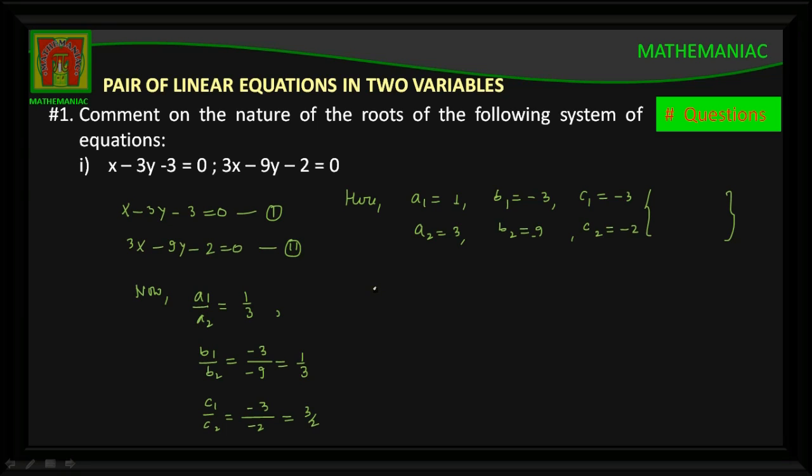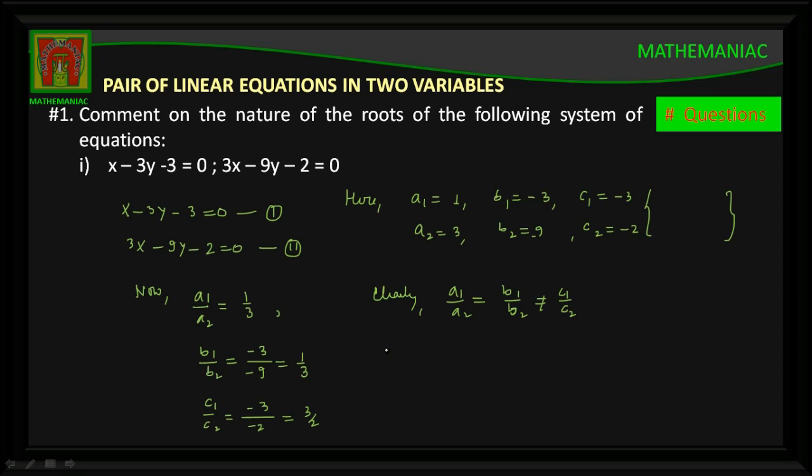Now we are observing these ratios. What is the conclusion? Clearly you have observed that a1 by a2 equals b1 by b2 not equals c1 by c2. Now just remember the first day explanation. What does that mean? This means a set of parallel lines, and when the lines are parallel, what do you say about the number of solutions? Yeah, exactly, they do not possess any solution.